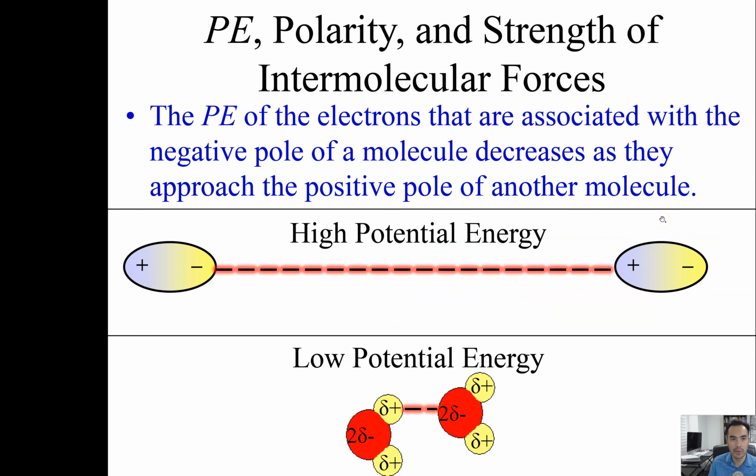Okay, so let's talk a little bit about polarity and strength. These are all interconnected in the intermolecular force category. We're going to talk about high potential energy and low potential energy. High potential energy, as a recap, is when you have a very big distance between two atoms. Low potential energy is when they get closer. Thinking about physics, someone on top of a hill has high potential energy, and as they come down they have lower potential energy.